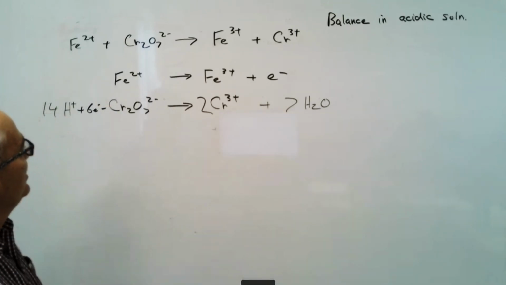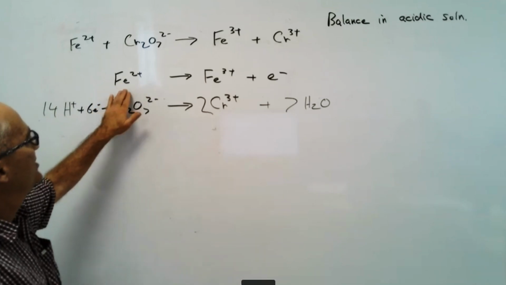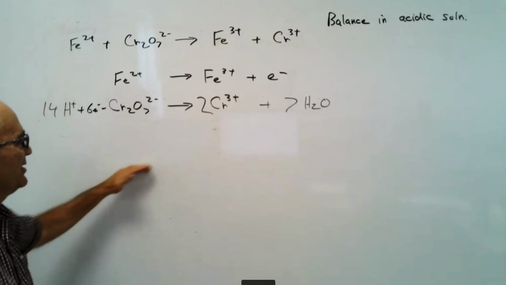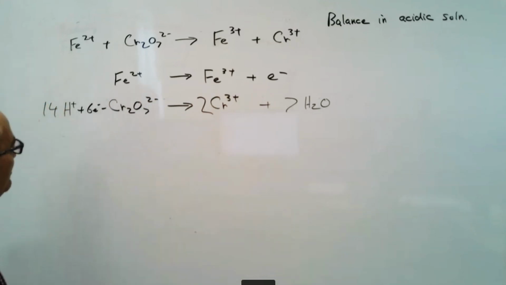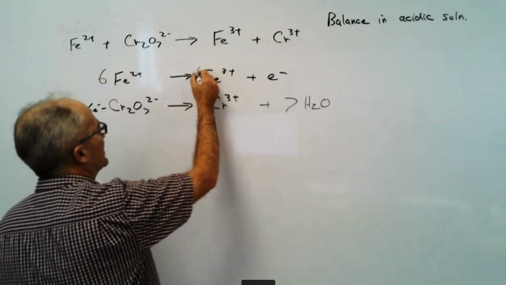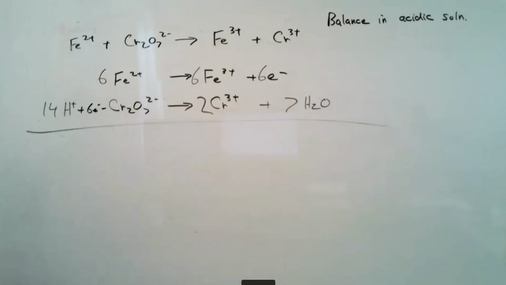And at this point we know reducing agent and we know oxidizing agent. Reducing agents supply electrons, oxidizing agents suck up electrons. Now the tricky part, I have 6 electrons here. I'll multiply this by 6, this by 6. Electrons cancel out.